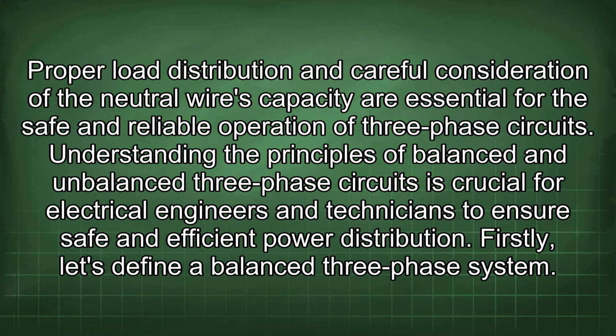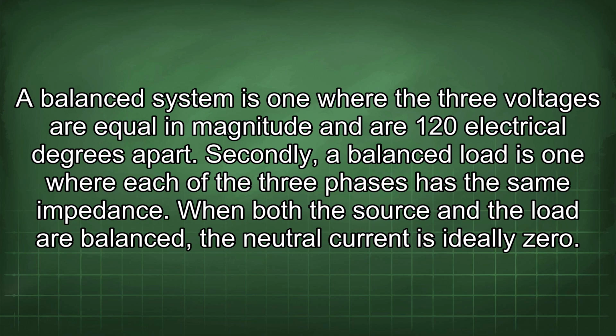Firstly, let's define a balanced three-phase system. A balanced system is one where the three voltages are equal in magnitude and are 120 electrical degrees apart. Secondly, a balanced load is one where each of the three phases has the same impedance. When both the source and the load are balanced, the neutral current is ideally zero.